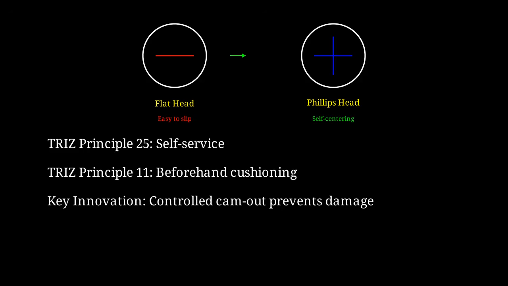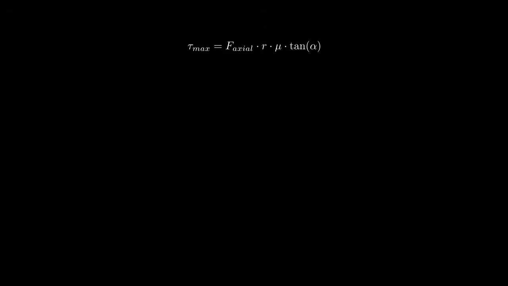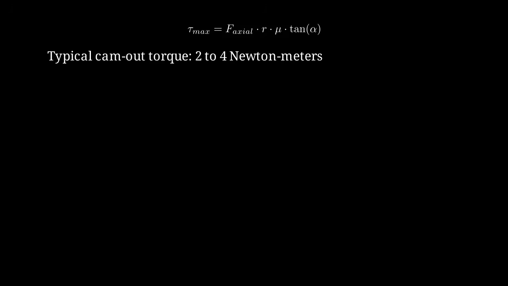When you apply too much torque, the screwdriver pops out of the screw head. This seems like a flaw, but it's actually a built-in torque limiter. The maximum torque before cam out depends on the axial force, the radius, the coefficient of friction, and the taper angle alpha. For standard Phillips screws, cam out typically occurs at 2 to 4 Newton meters, which is perfect for most assembly applications. This innovation was crucial for mass production. Assembly line workers could work faster without worrying about over-torquing. The American Screw Company licensed it in 1936, and within years it became the standard.